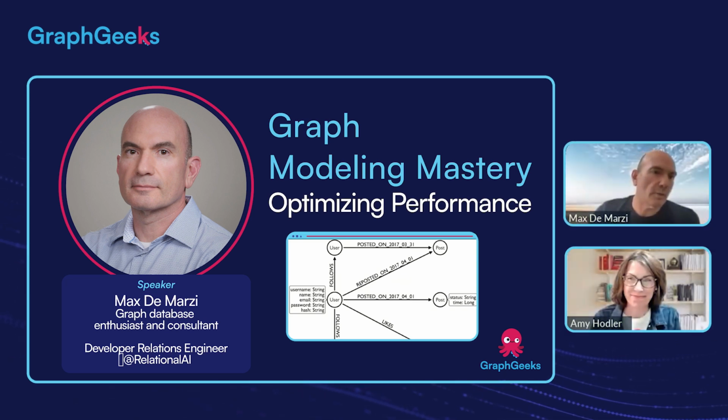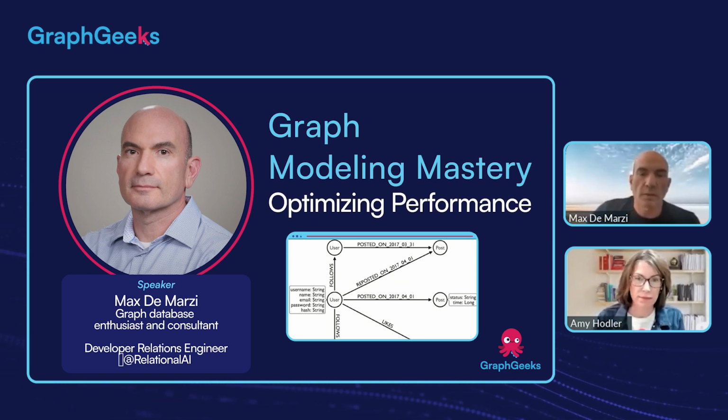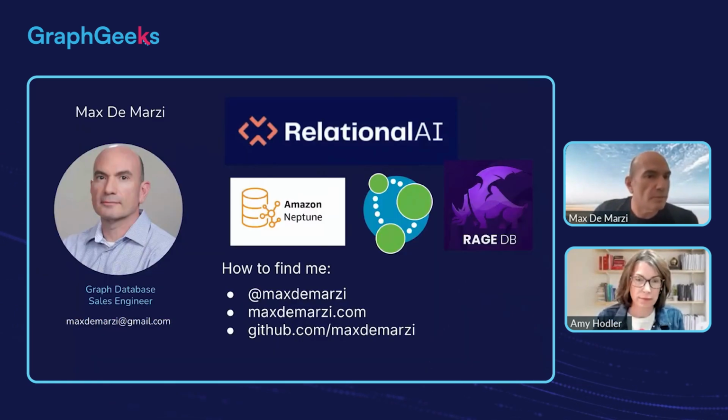So today we're talking about graph modeling mastery and how to optimize your graph database models for better performance. So once again, my name is Max DeMarzi. You can find me at Max DeMarzi on Twitter or whatever it's called nowadays, or maxdemarzi.com, or on GitHub. You can email me if you wish. Amy already said the places I worked at.